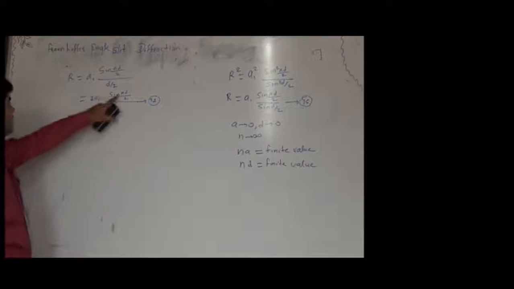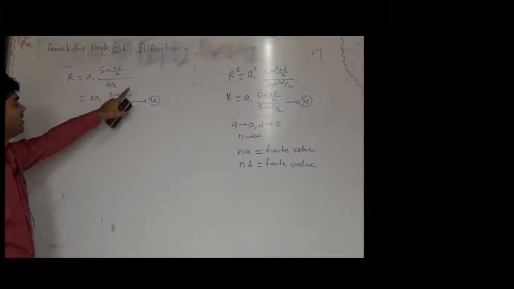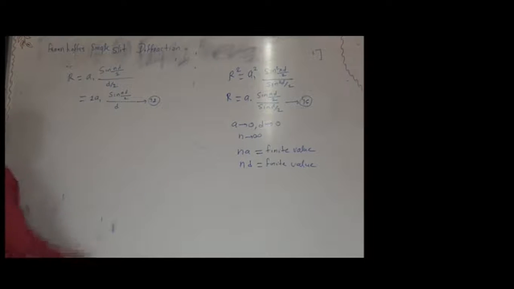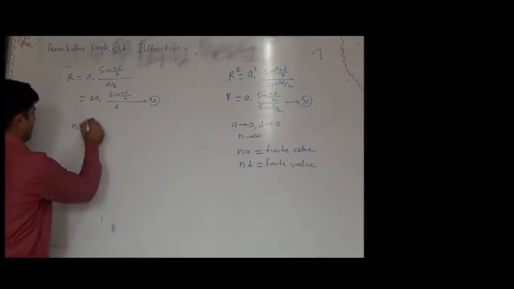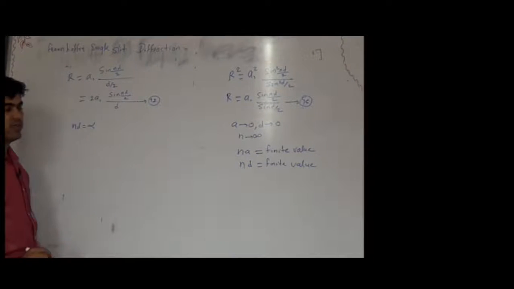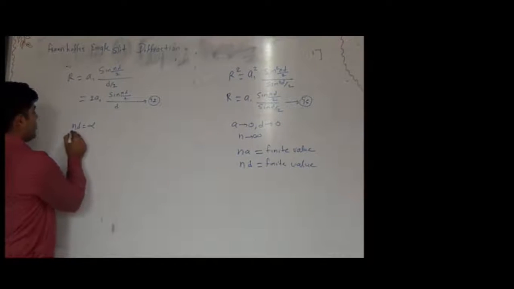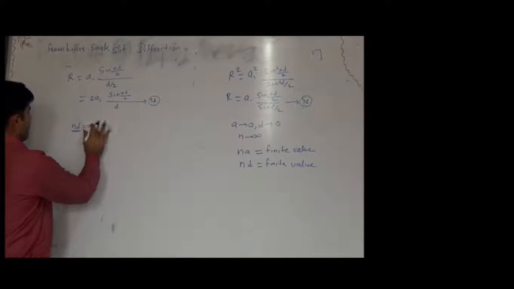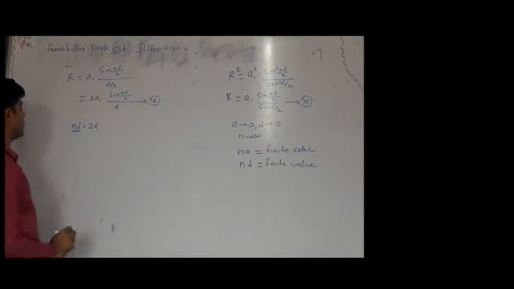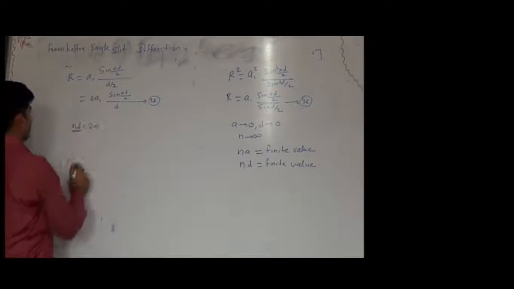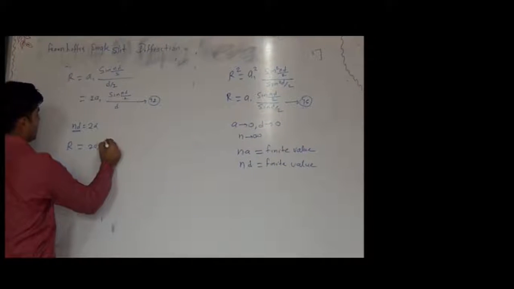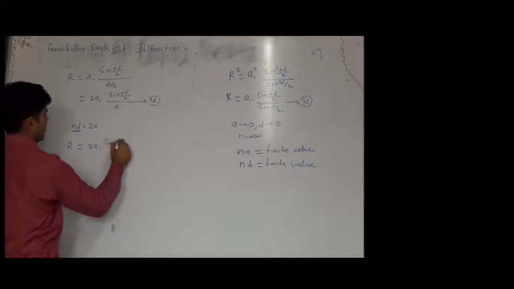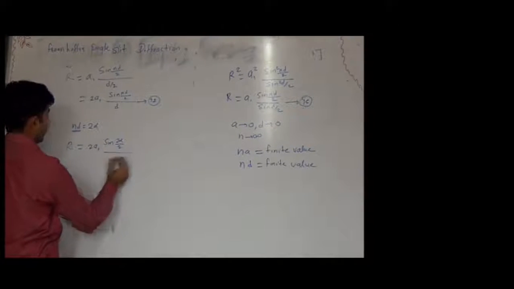See, in this equation nd by 2, nd is a very large value. Let us assume nd is equal to a particular finite value, and that value is alpha. If n is very large and d is very small, then nd will be a finite value. Let us assume nd is equal to 2 alpha, not alpha, and put this value in this equation. Then this equation becomes R is equal to 2a1 sin 2 alpha upon 2 divided by d.